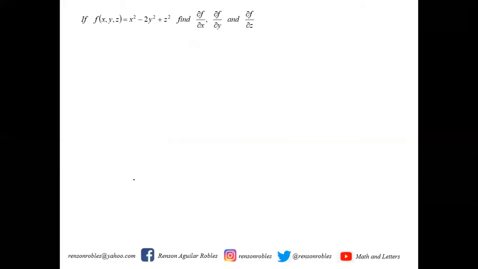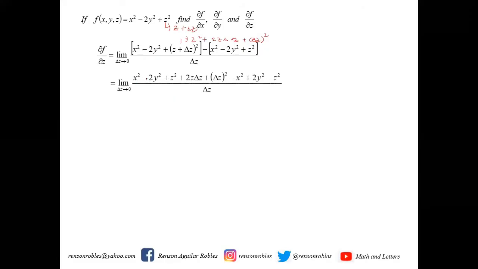And then finally, for the partial derivative of f with respect to z, z will now be replaced by z plus delta z. So we shall have the limit of the quantity x squared minus 2y squared plus z plus delta z squared, minus the quantity x squared minus 2y squared plus z squared, all over delta z as delta z approaches 0. And then again, you simplify this part. This is equal to z squared plus 2z delta z plus delta z squared. And then we shall now have x squared minus 2y squared plus z squared plus 2z delta z plus delta z squared minus x squared plus 2y squared minus z squared.